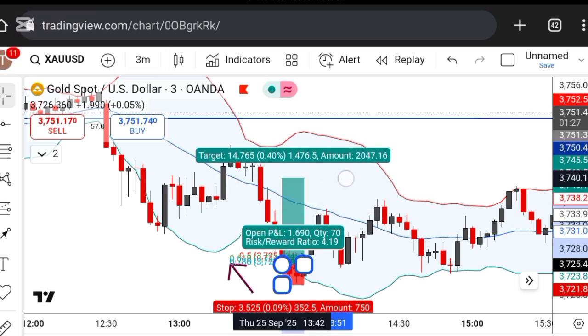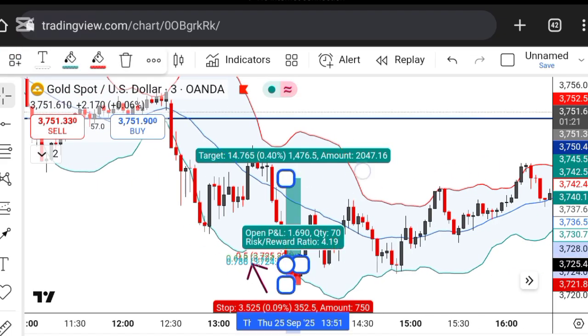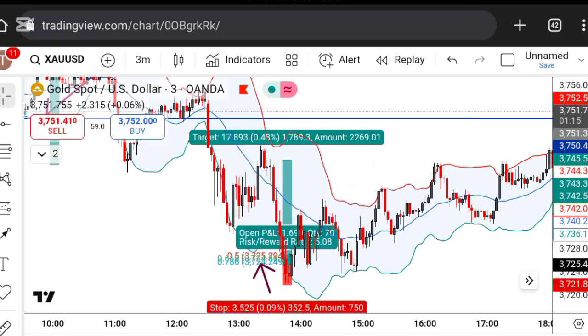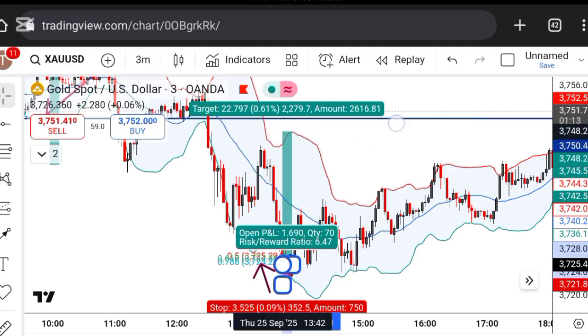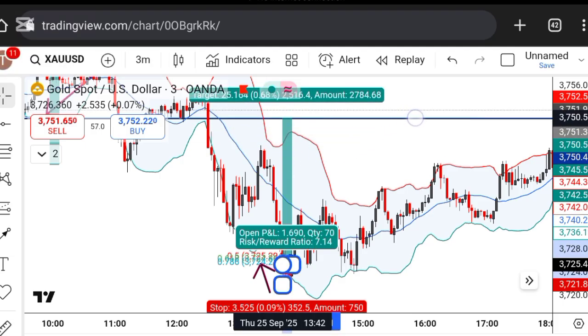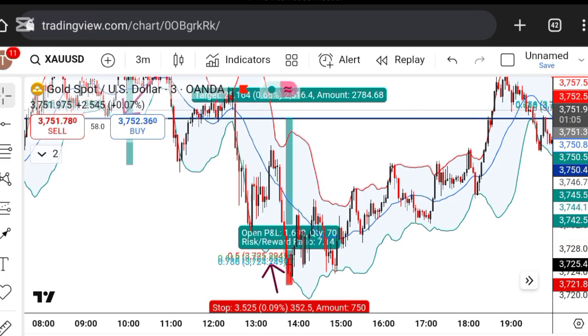You can trail your stop once you hit 1:4. So that was our 1:4. 1:5 was made, you trail your stop. And your 1:7 was right there, which we also made. So you've gotten 1:7, 1:7, 1:7.